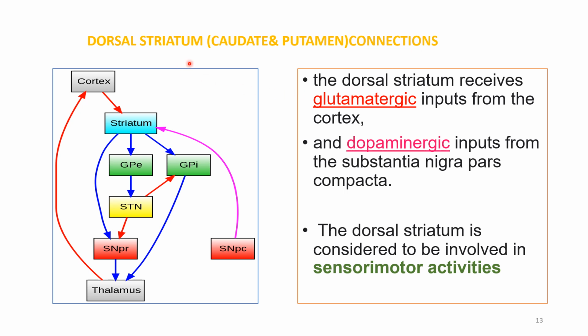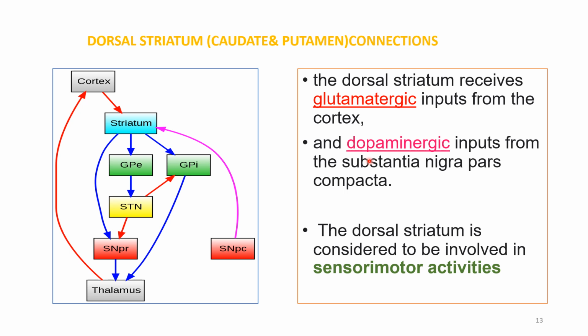In the striatum you have dorsal and ventral striatum. The dorsal striatum has two parts, that is caudate and putamen. What are the connections to this dorsal striatum? Here you can see the striatum, which has caudate nucleus and putamen. The dorsal striatum receives glutamatergic inputs from the cortex. Glutamate is the neurotransmitter released from the cortical neurons.